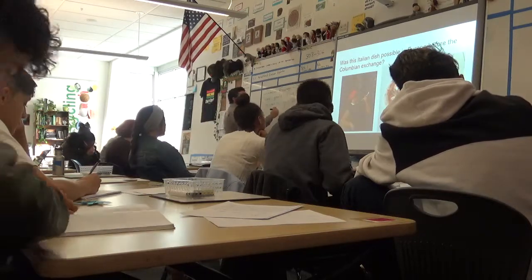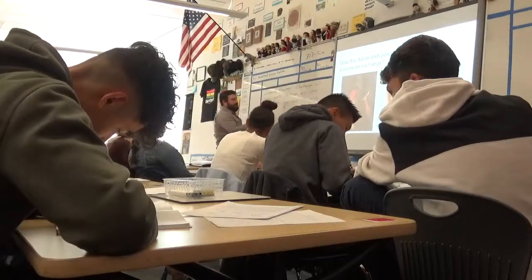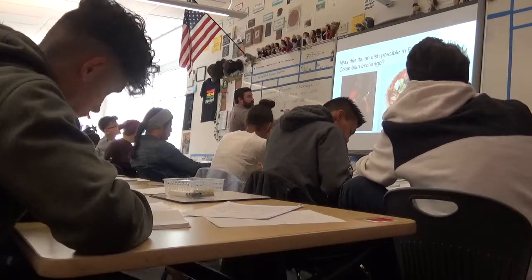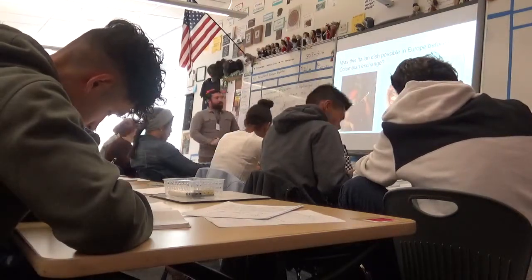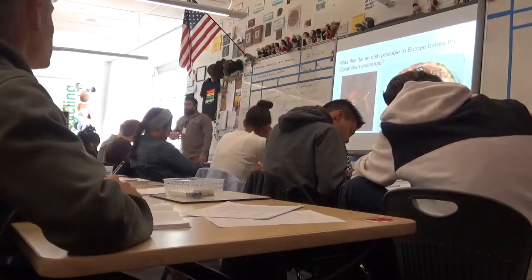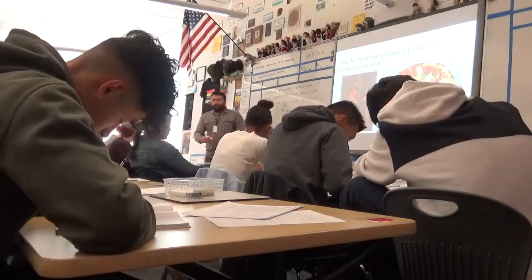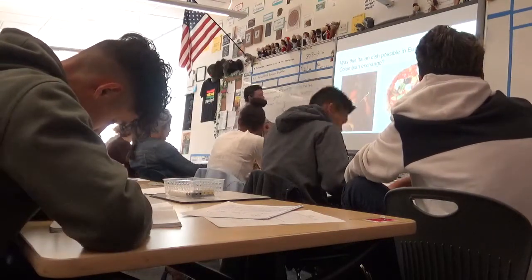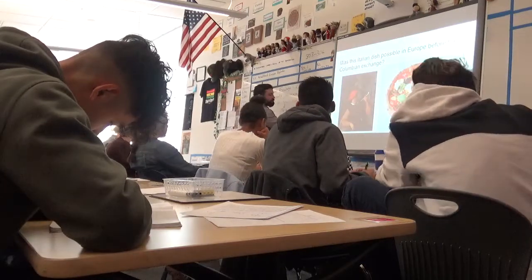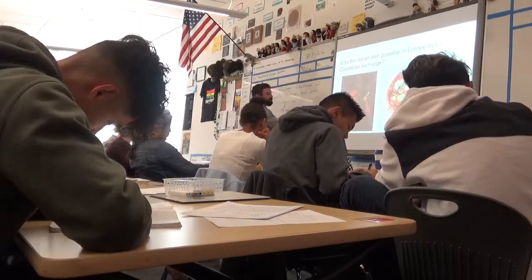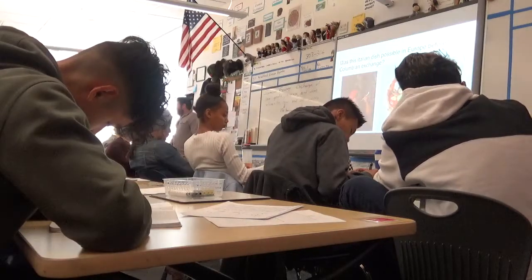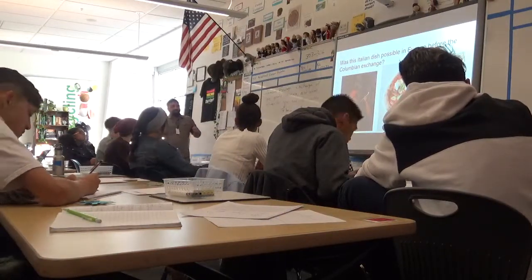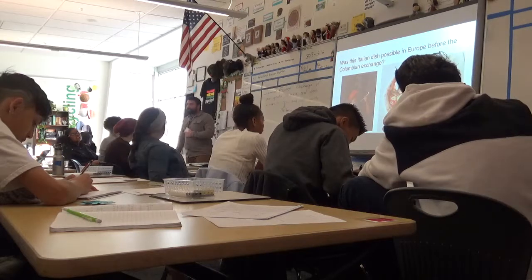The New World means the Americas, so North and South America. So when we talk about the New World and the Old World in this context, the New World means the Americas, the Old World means Europe. Europe, Africa, and Asia. So New World is Americas, Old World is Europe, Africa, and Asia.